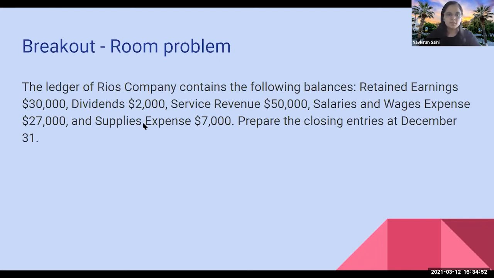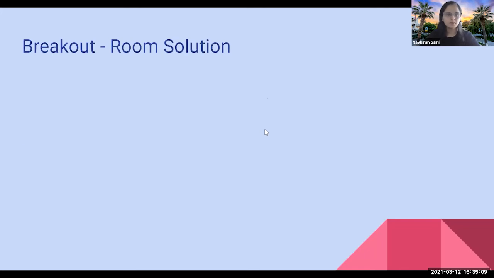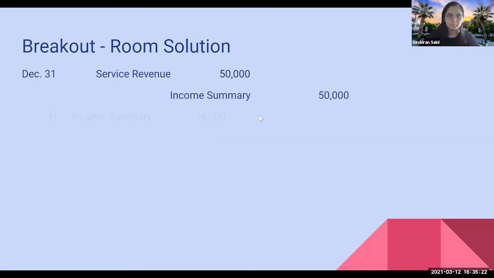The ledger of the RIAS company contains the following balances. Retained earnings 30,000, dividends 2,000, service revenue for 50,000, and then we have all our expenses. We need to prepare the closing entries for December 31st. So first step is to close the revenues. Revenues have a normal credit balance. To close the revenue account, we are debiting 50,000 service revenue, and we use income summary to close it.